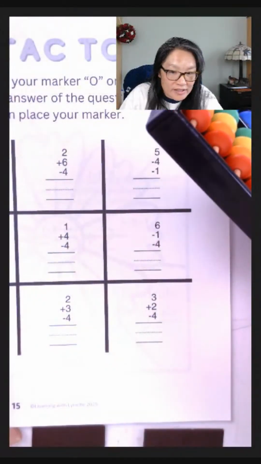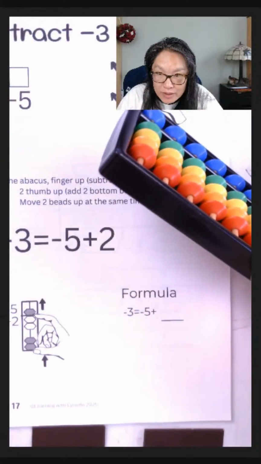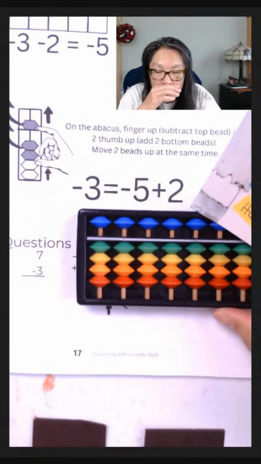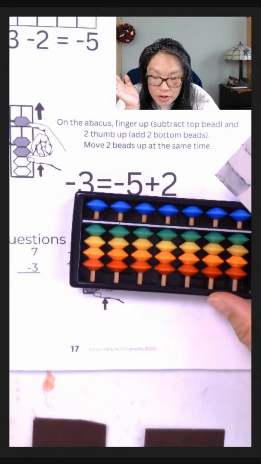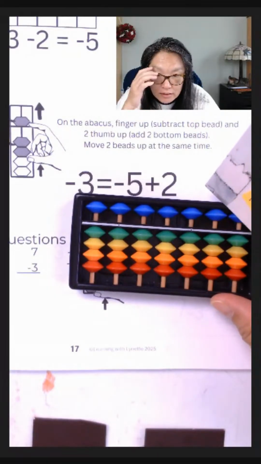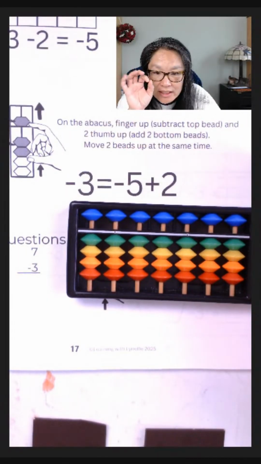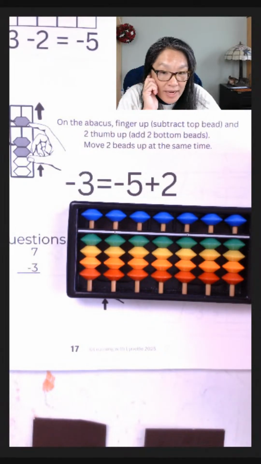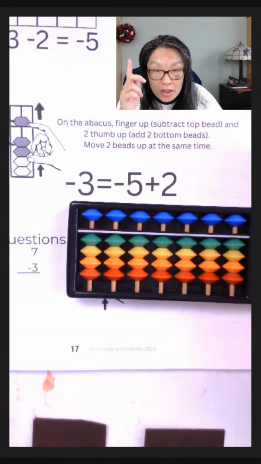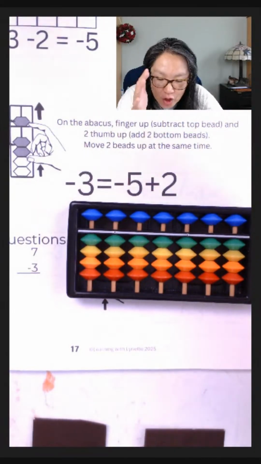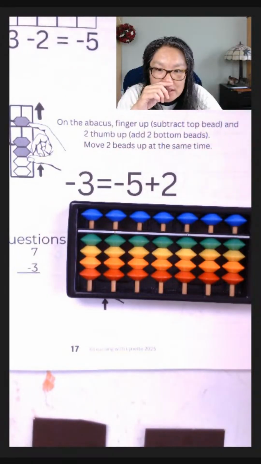Rewiring your brain is very difficult, especially since we've been taught one way. I'm not going to lie, it took me a few months to get to here. But don't forget, I've been teaching abacus for 20 years. I forgot what mainstream math is. I actually had to go back to other people's YouTube to figure out what they're teaching, because that's how long it's been since I've done mainstream math.